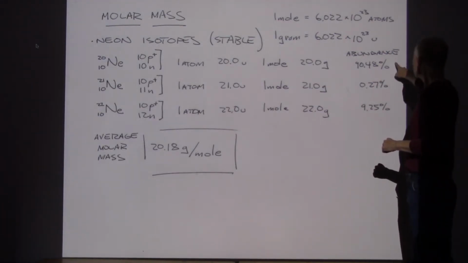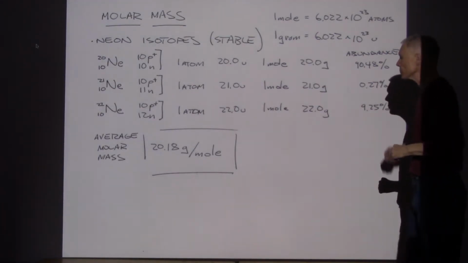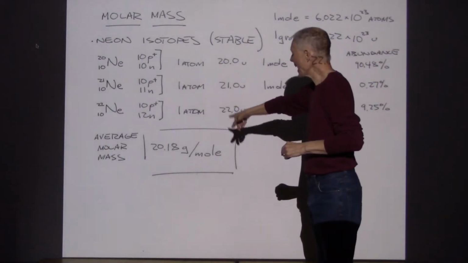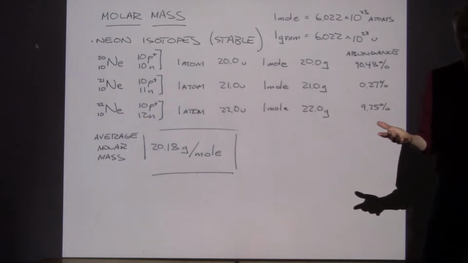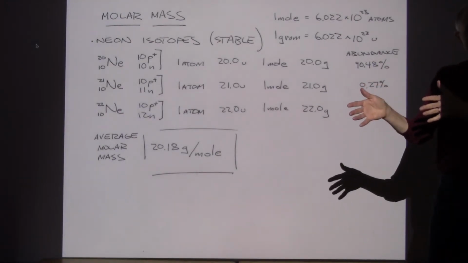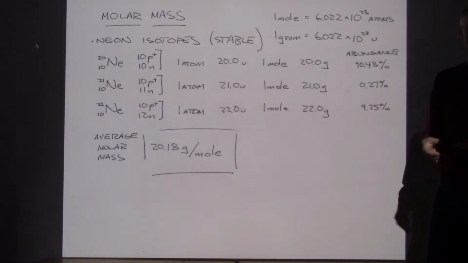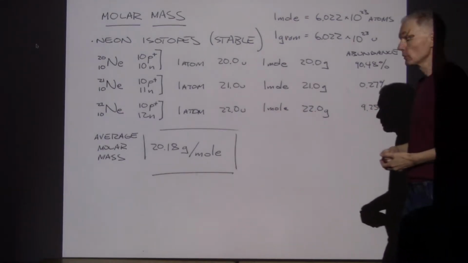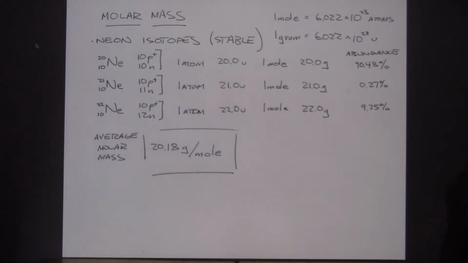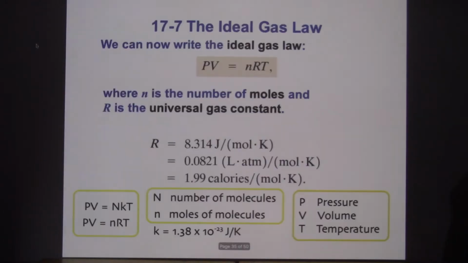And then if I multiply by these abundances, what I'm going to end up with is an average molar mass. So that's what the periodic table is giving us. It's giving us an average of the different isotopes that make up the naturally occurring abundances of those elements. Okay, so something to be aware of when we're looking at these molar masses.